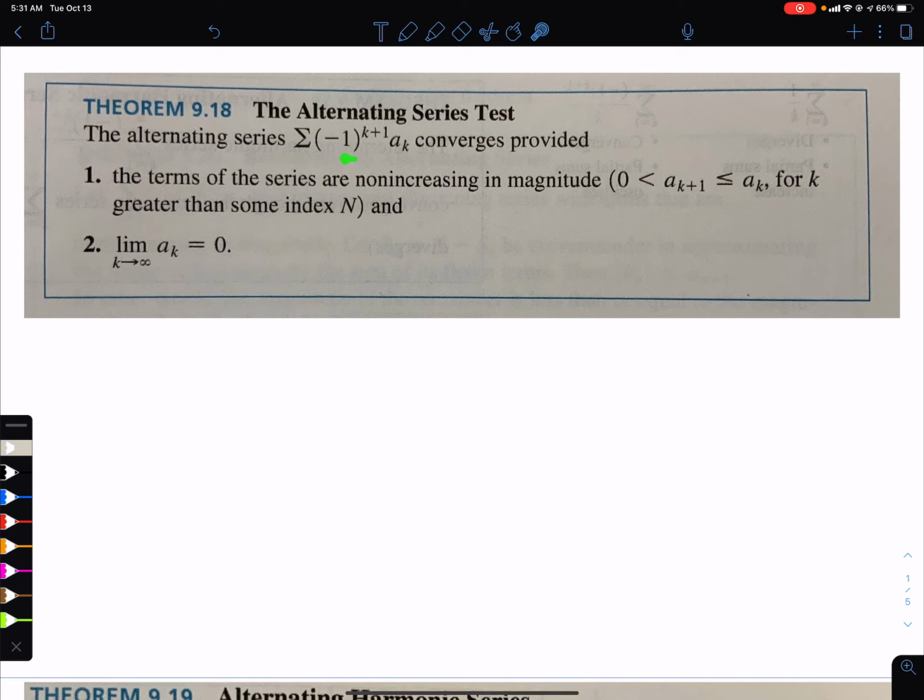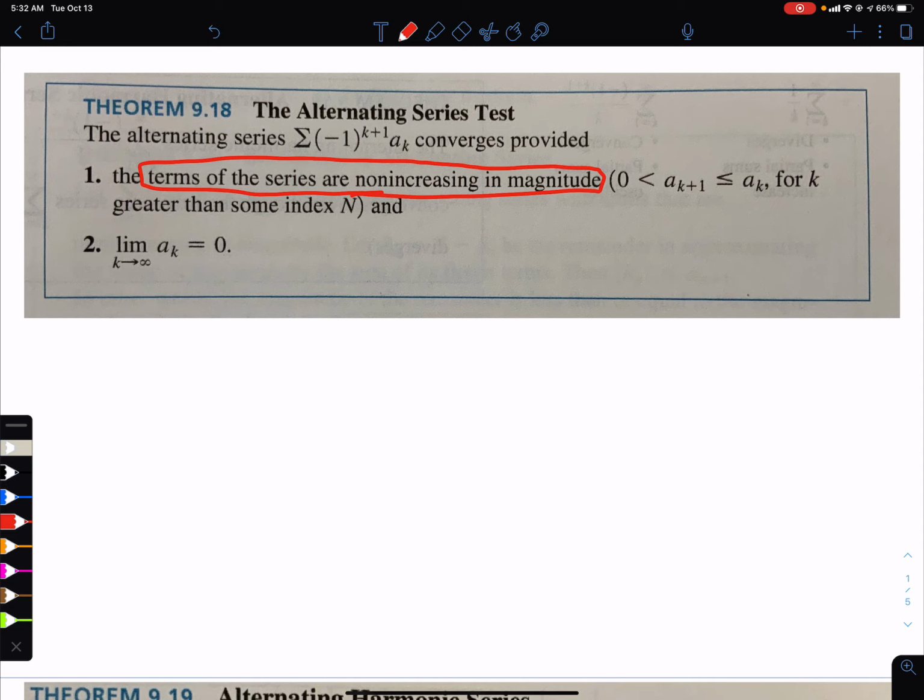So how do you know, again, you have an alternating series? You have that (-1)^(k+1), or just (-1)^k. If you start with (-1)^k, you start with a negative term, but usually you start with a positive. But either way, it's an alternating series. So here are the necessities. The terms are non-increasing in magnitude. That means the absolute value of the terms are not increasing. It's either the same or getting smaller.